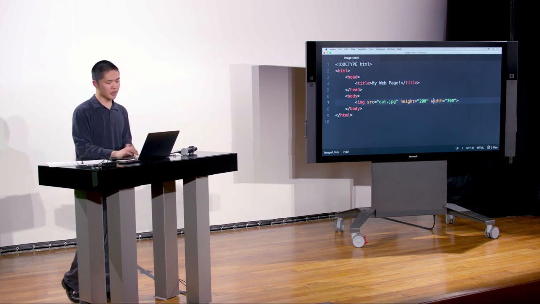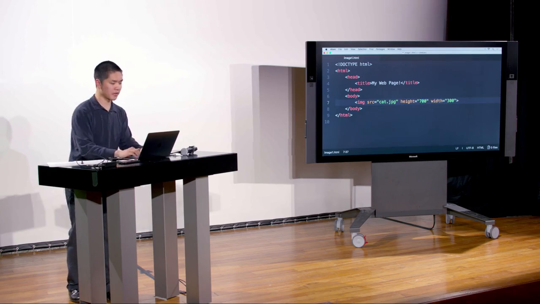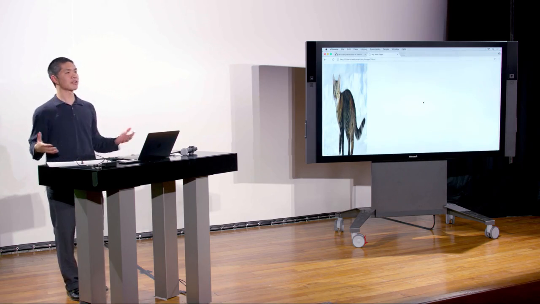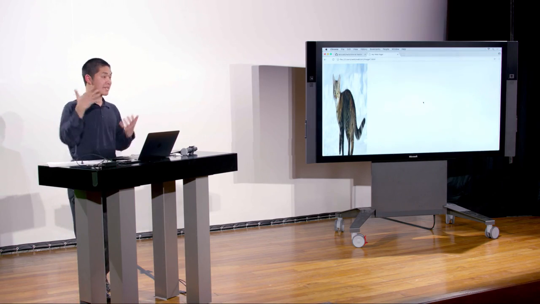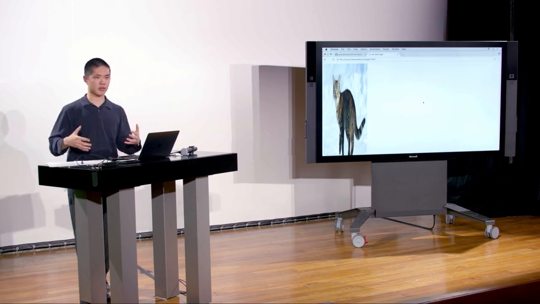If I say, all right, I want the width to be 300, but I want the height to be, I don't know, 700 pixels, for instance, and then I try refreshing this page, suddenly the cat doesn't look quite right anymore. Because I've distorted the image by telling it exactly what dimensions to display it as.